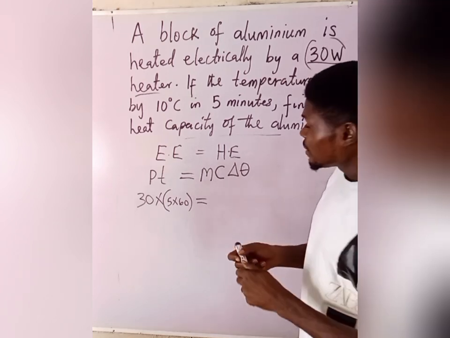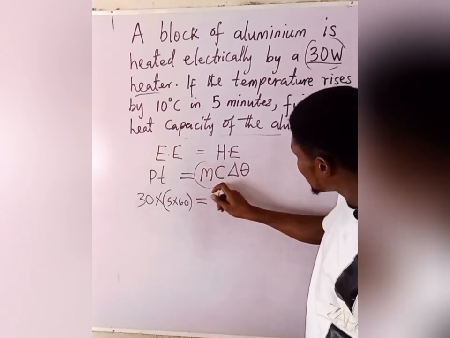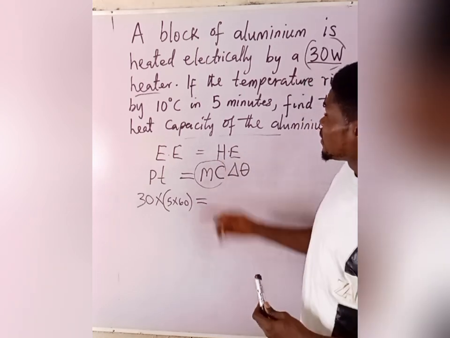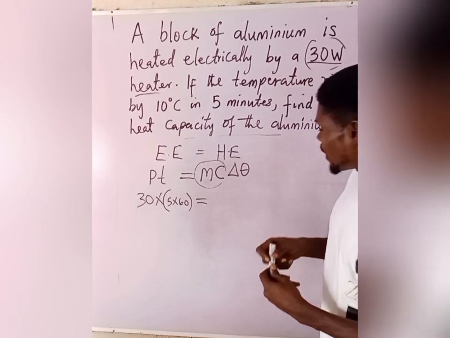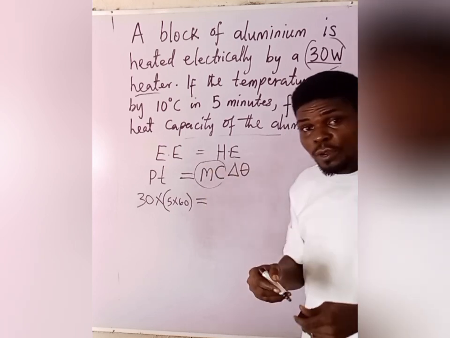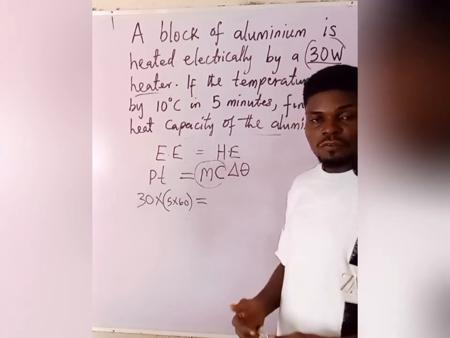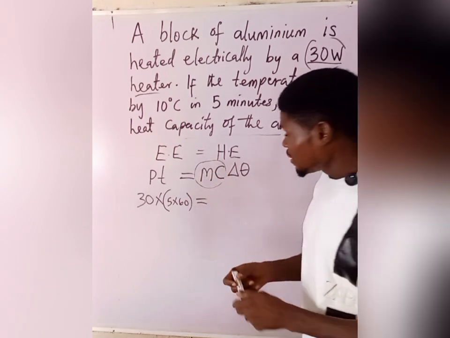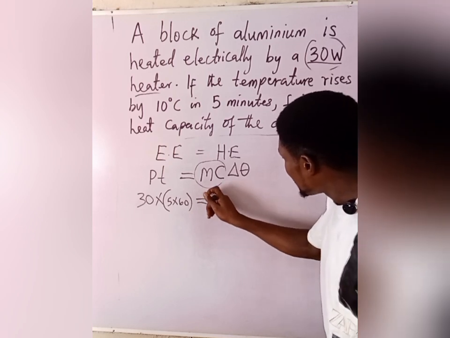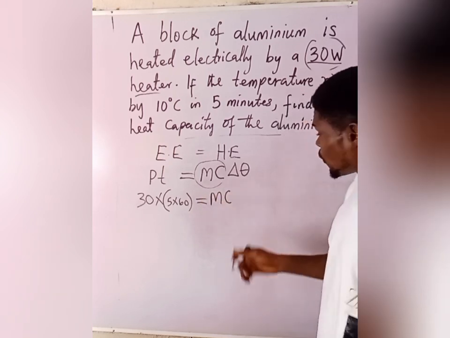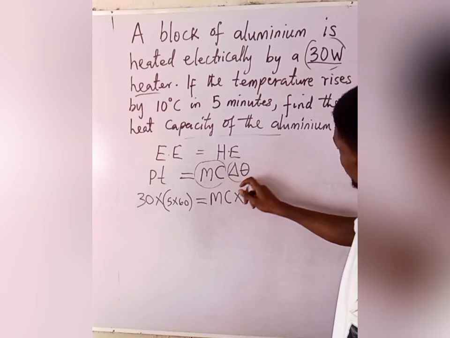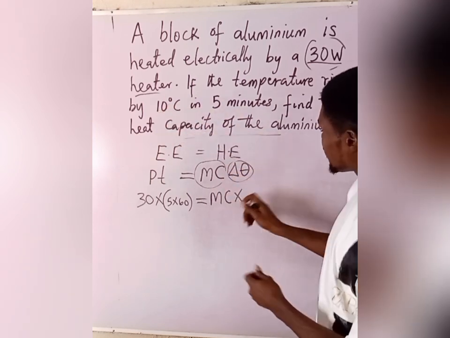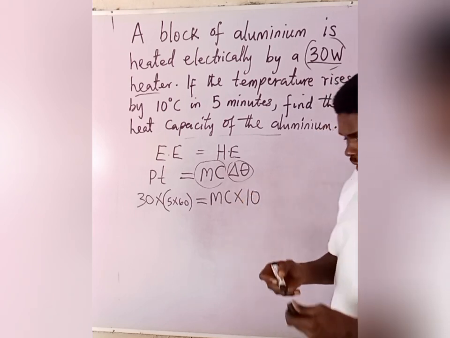Now, you have to notice that this product here alone, this MC, is what we call the heat capacity of the substance, the heat capacity of the aluminum. Remember that what we are calculating here is the heat capacity of aluminum. So this quantity MC is the heat capacity. Now, let's just write MC because that's what we're looking for, then multiplied by the temperature change. This temperature change is the value given to us here, that is 10 degrees Celsius. So we have 10 in our solution.